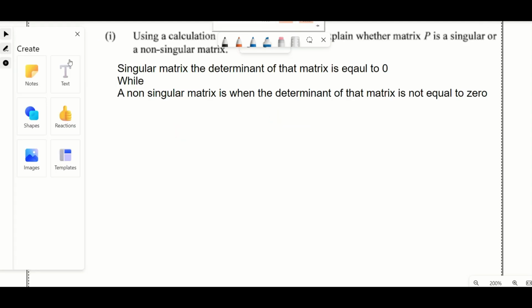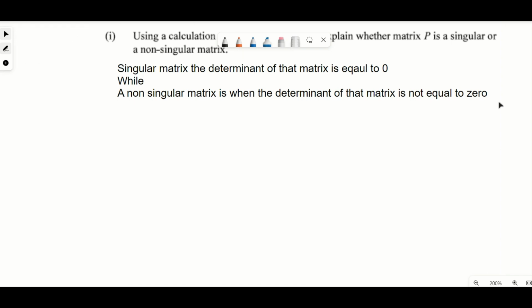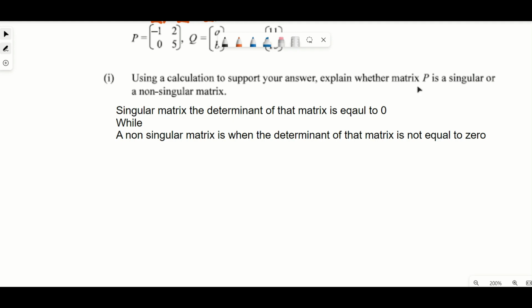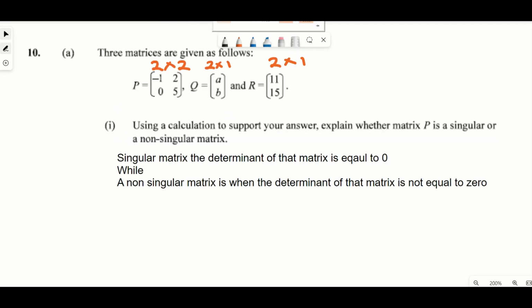Now they said, using a calculation to support your answer, explain whether P is singular or a non-singular matrix. All right, so for a singular matrix, the determinant of that matrix is equal to 0. And a non-singular matrix is when the determinant of that matrix is not equal to 0. So the formula that you're using to find the determinant is, the sign for determinant is this, and you put in the matrix here. So the determinant of P is equal to AD minus BC, where this is A, this is B, this is C, and this is D, right?